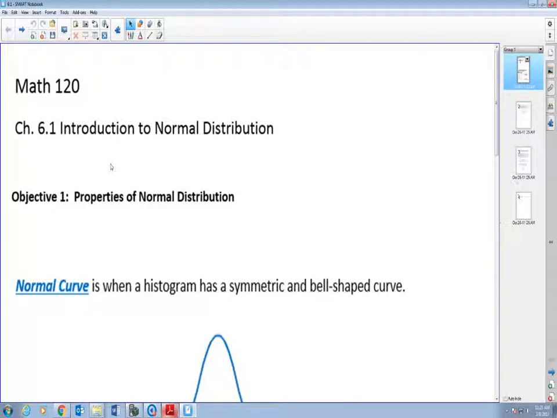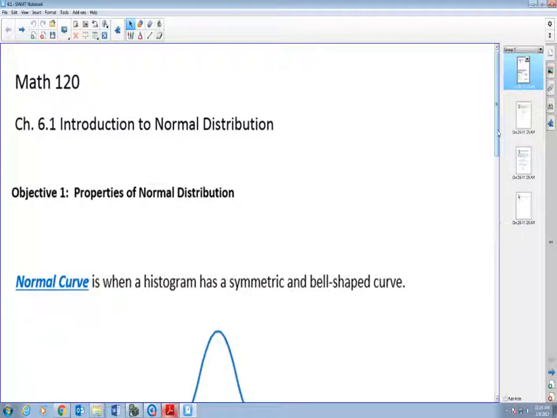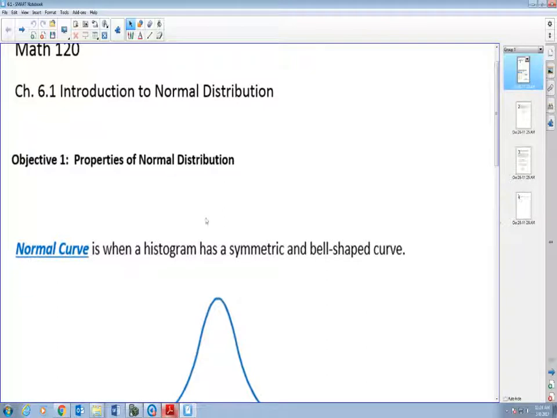Welcome to Probability and Statistics. In this lecture video, we're going to talk about Chapter 6.1, Introduction to Normal Distribution. So here in this section, we're going to formally introduce your bell curve shape.